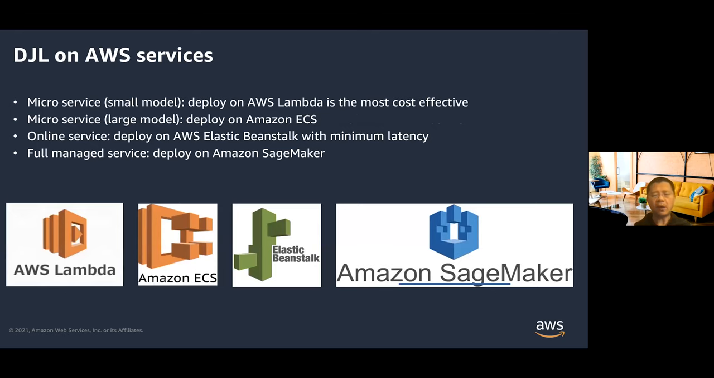When you deploy a model, we prepare different ways, different levels of integrations. So on AWS, for example, if you have a small model and your latency requirement is not that high, and you want to reduce the cost, AWS Lambda is the best choice for you. It's really, really cheap. It's really, really cost effective.